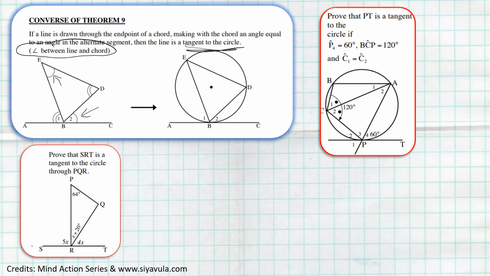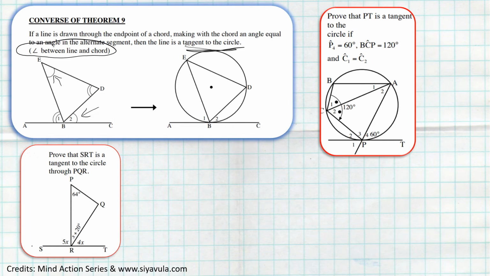So the question you can expect here is those questions that say prove that this is a tangent. You can use the converse of this theorem: is there an angle between the line I want to prove is a tangent and a chord? Is that angle equal to the other angle in the alternate segment, or rather the angle subtended by the two other chords? If that's the case, that's the converse of theorem 9. Then we can deduce this line is a tangent.